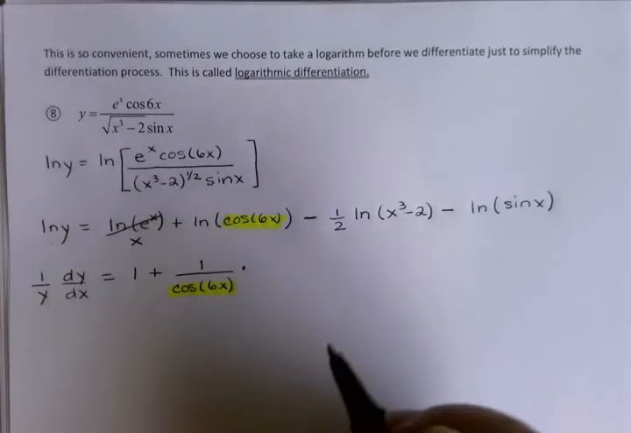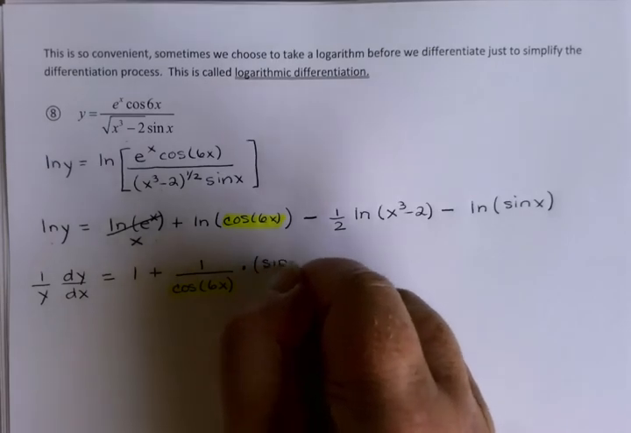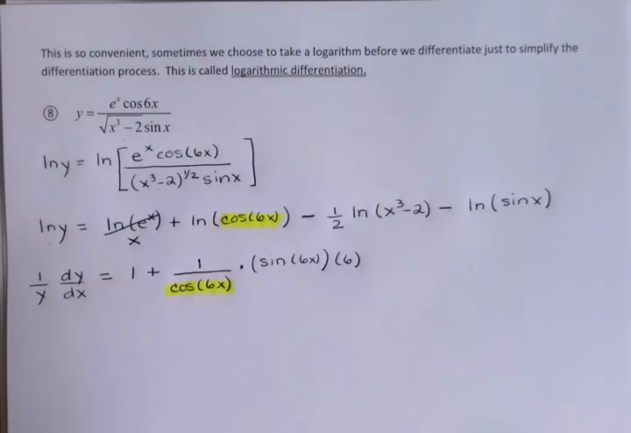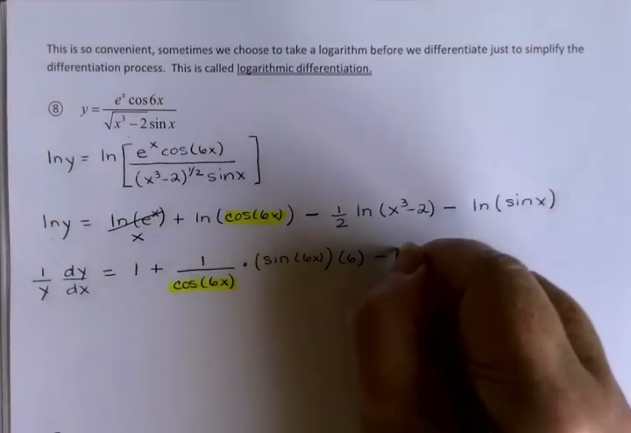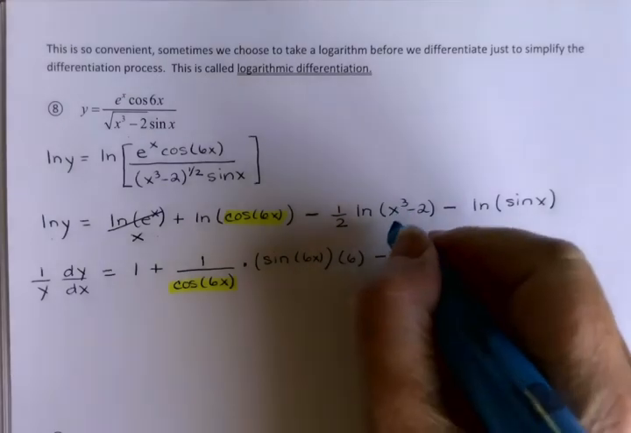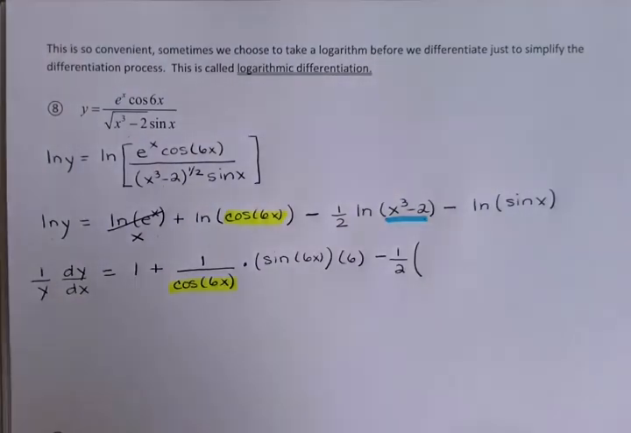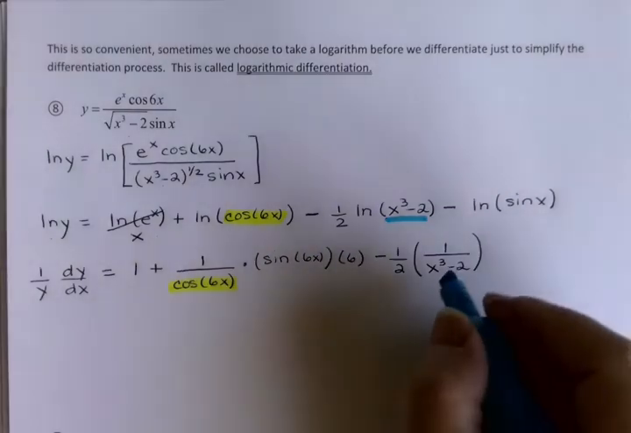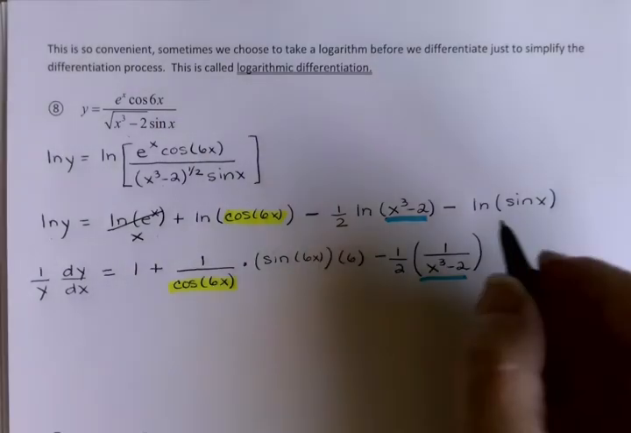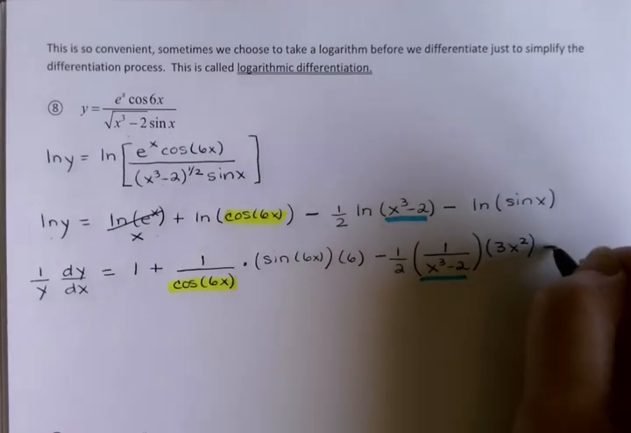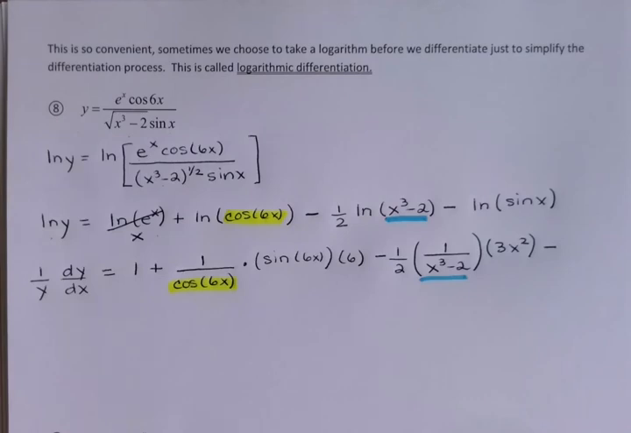Chain rule, the derivative of cosine x would be sine, and actually it's 6x. And one more chain rule, the derivative of 6x would be 6. So there was still a double chain rule there, even with our simplification. All right, minus 1/2 times what's inside my natural log, this x cubed minus 2, becomes 1 over x cubed minus 2. And then my chain rule times 3x squared. Minus. Last one, the natural log of sine x.